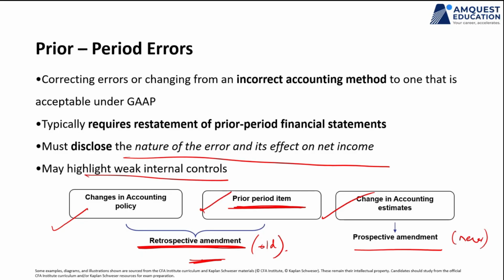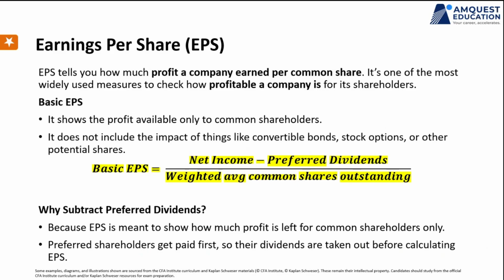Now this brings us to one of the most important topics in the income statement where maximum questions are framed. And this is about EPS, earnings per share. EPS tells you how much profit a company earned per common share. So in short, when we say earnings per share, it is nothing but your profit after tax per share, adjusted for certain elements. It is one of the most widely used measures to check how profitable a company is for its shareholders. So the higher the EPS, the better the business from a shareholder perspective.